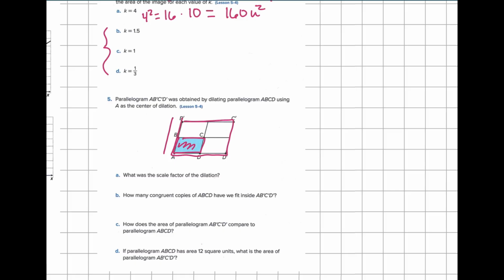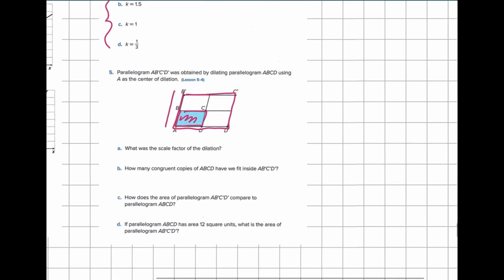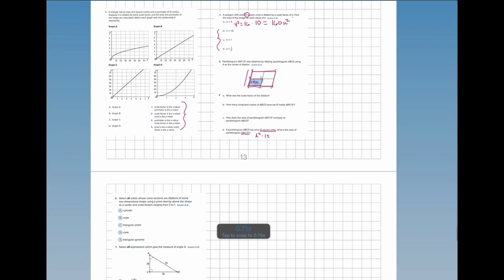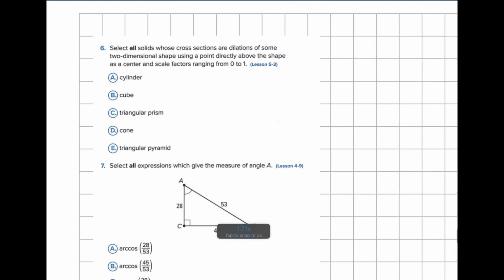You tell me. If parallelogram ABCD, that's the small one, has an area of 12 square units, what is the area of parallelogram A prime B prime C prime D prime? So you get your scale factor, square it, and then multiply it times 12. So whatever your scale factor was in A. And let's look at these.